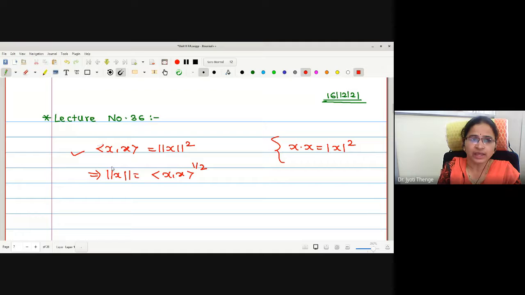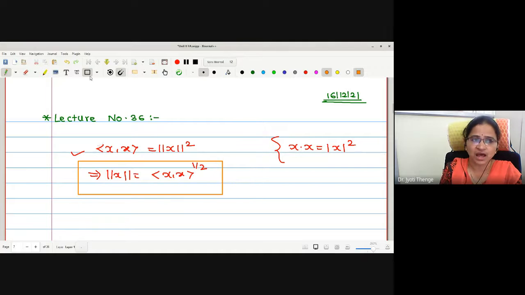Is it okay? Now, by using this norm, one has to show that whatever norm we were considering is going to be a normed linear space. That is, our job is to show that every inner product space is a normed linear space. If I show this, then what will be the relation between normed linear space and inner product space?